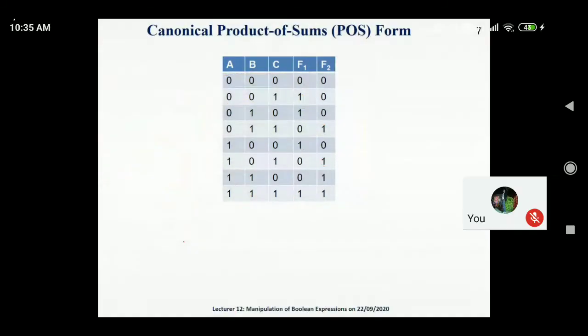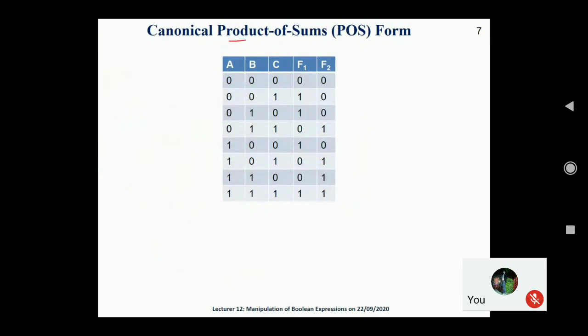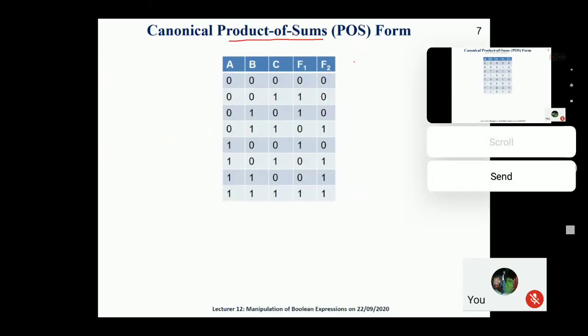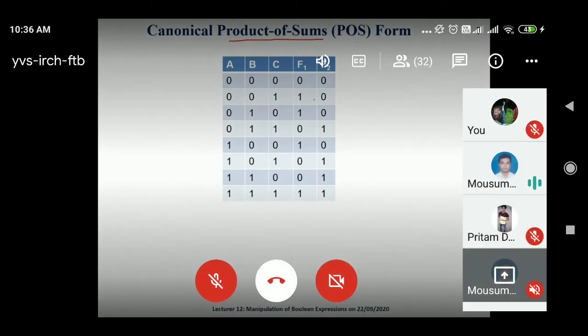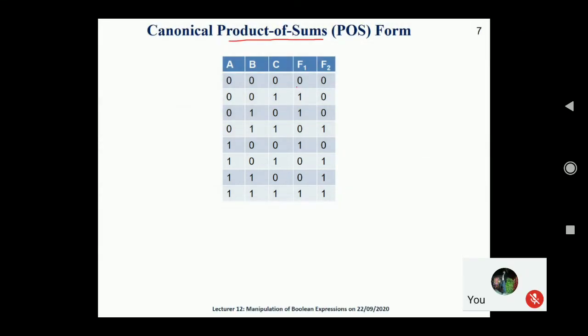Okay. Next one, product of sums. When we are using the product of sums, we use the concept of max term. Okay, so max term means what? See here, for the max term we are using the reverse concept. Suppose for min terms we consider the input binary sequence only when the output is 1. But when we are considering the product of sums, we are not considering logic value 1 as output. We are considering only 0.